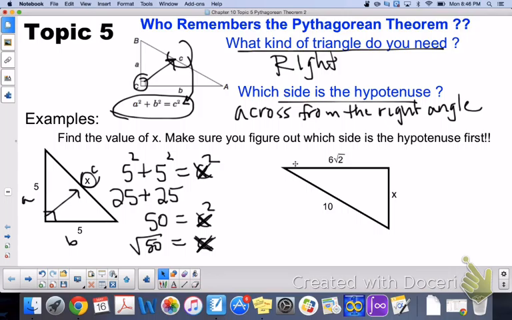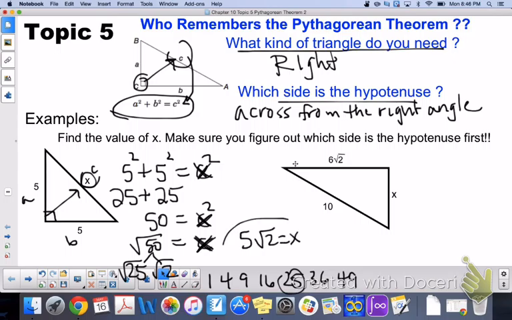Well, remember your perfect squares. What perfect square goes into 50? If you need to write them out, do so. Okay, here they are on the bottom. Oh, 49, so 50 would be there, so the biggest one would be 25. 25 times 2, the square root of 25 is 5. So we get 5 root 2 equals x.